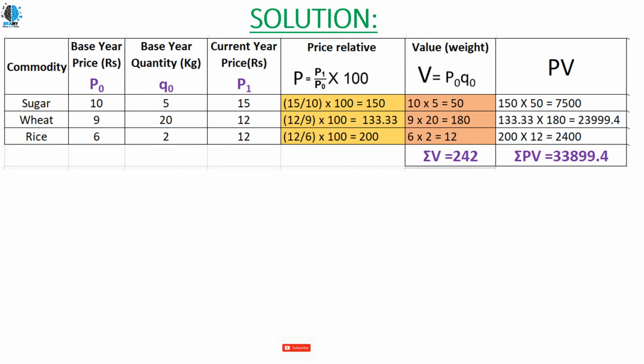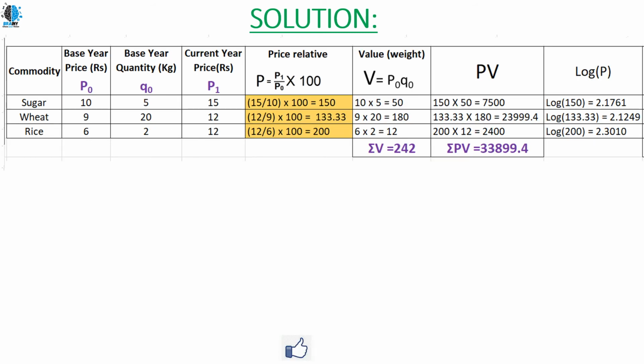In geometric mean, what do we require? We require the log of price relative. So I'm going to find the log of price relative. What are our price relative values? Price relative values are 150, 133.33 and 200. So I'm going to take the log of all these values. The first log value I get is 2.1761. Next, log of 133.33 is 2.12449. Log of 200 is 2.3010. These are the values I got for the log of price relative.